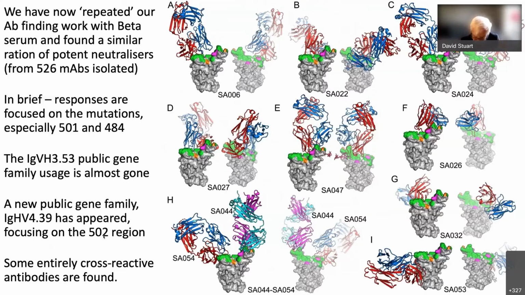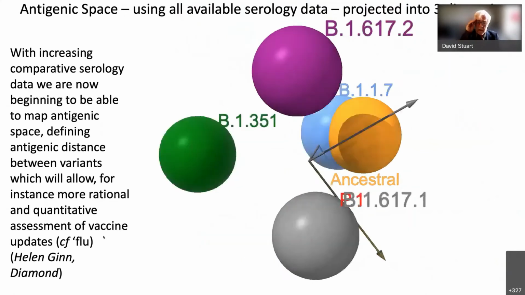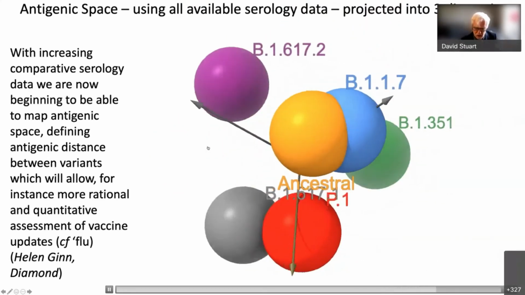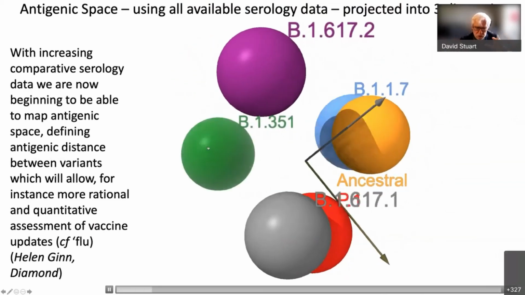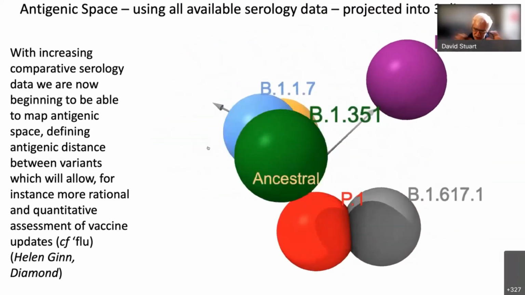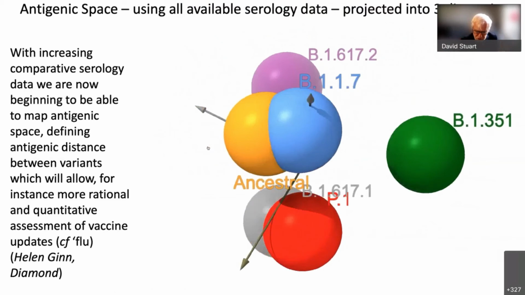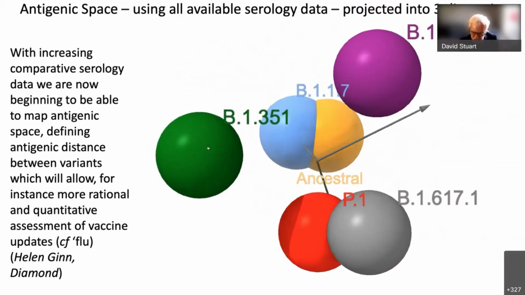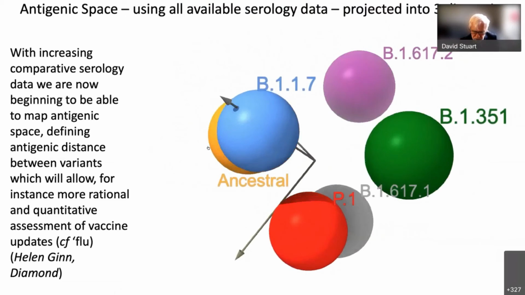The good news is that there are a number of really potent cross-neutralizing antibodies. So just to try and explain this, we've tried to use the comparative serology data to produce a sort of antigenic space map, and this is Helen Ginn's work. It's actually very similar to what people have done for influenza virus.